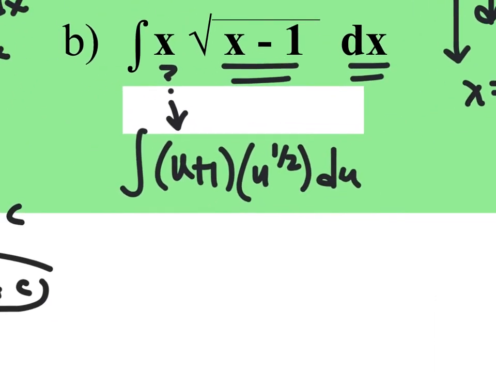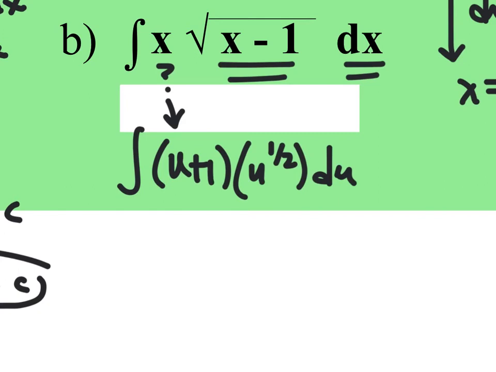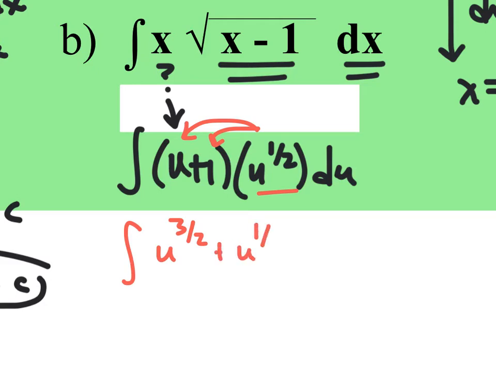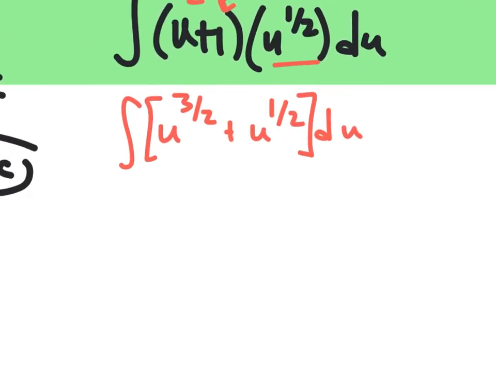Okay, so what do you do from there? Well, I would distribute this to both u and to 1. So what would that become? That would become u to the 3/2 plus u to the 1/2 du. And now I can integrate relatively easily. This is called, what is it called? It's called change the variable. Right? So if you can't use u substitution, change the variable might be an option.